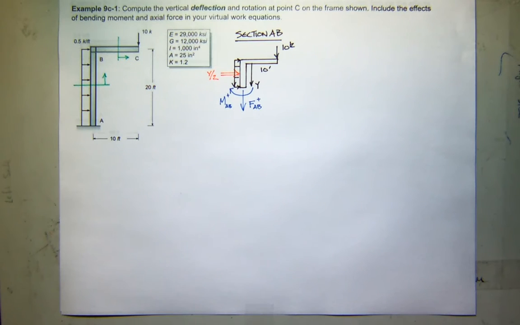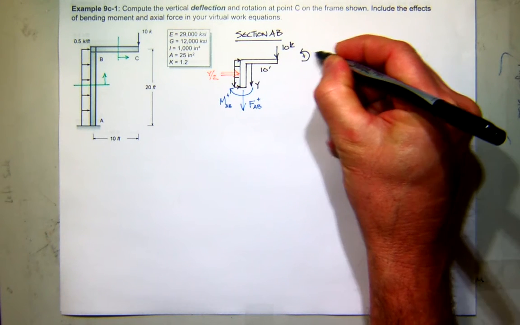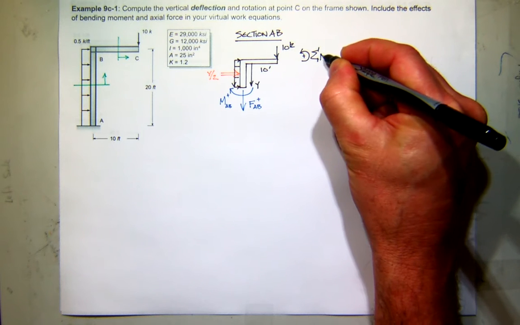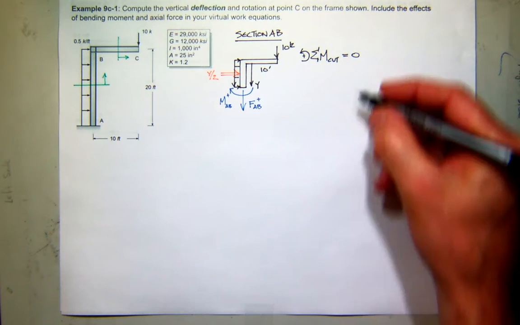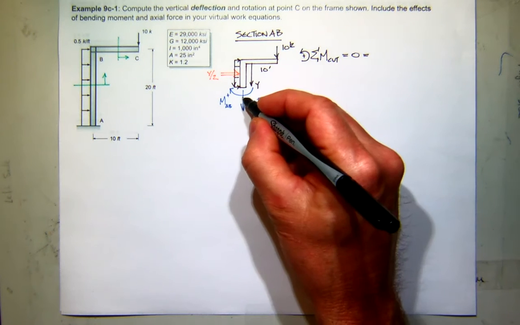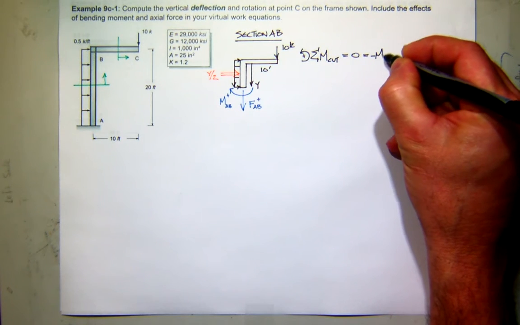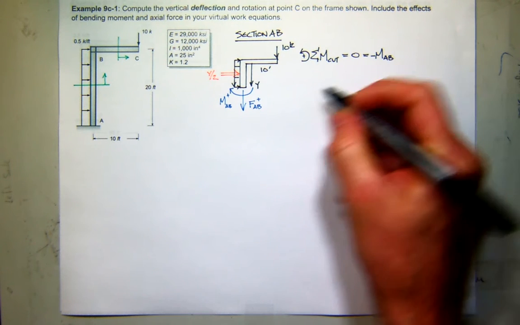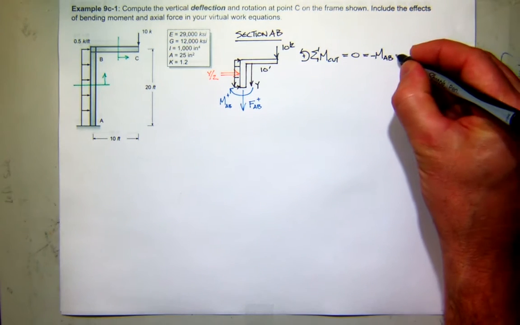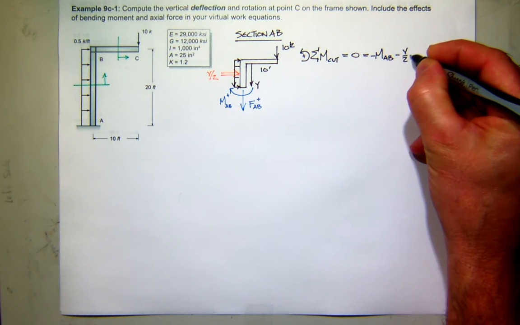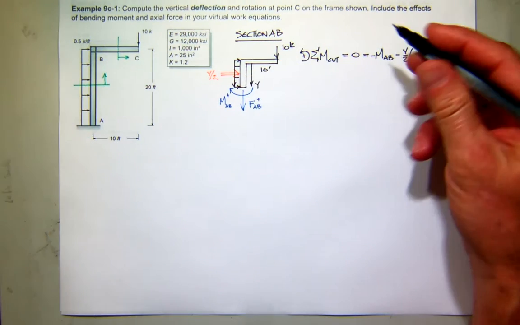That's all we need. So now if I come over here and sum the moments at this cut I've made in AB, make sure it's in equilibrium, what do I get? Well, here, using the right-hand rule, this moment that I've drawn is negative. The moment produced by the force Y over 2 is also negative. So there's Y over 2, that's the force. And what's the distance from the cut to the centroid? Y over 2.